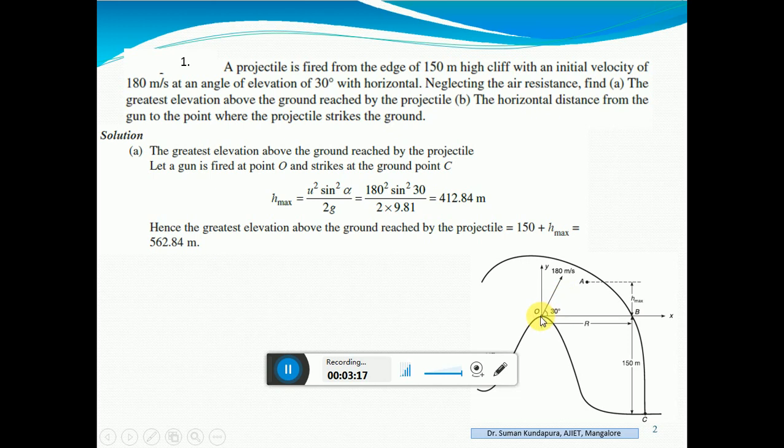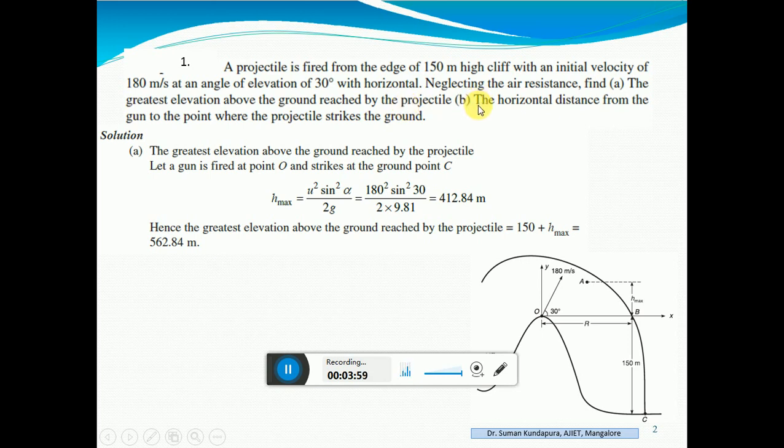So the gun has gone to the highest point here. This is H max, and they have asked the greatest elevation above the ground reached by the projectile. Above the ground means I have to also add the ground distance from that point. So it is 150 plus H max, which will give you 562.84 meters as the greatest elevation above the ground reached by the projectile.